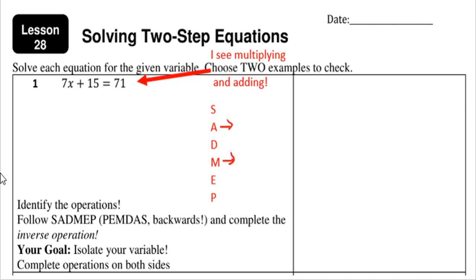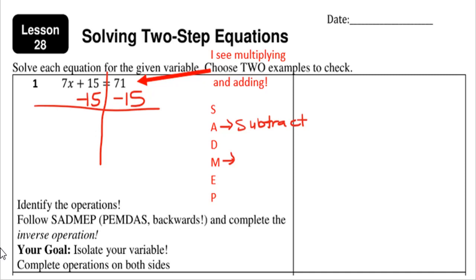So again, when I'm talking about inverse operations, when I see adding, I'm going to have to subtract. So if I am adding 15, I need to subtract 15. That makes it balanced. And what I do on one side of my equation, I will have to do on the other side of my equation to keep the balance. 15 minus 15 makes 0. And I will do 71 minus 15 in my calculator, and I get 56.